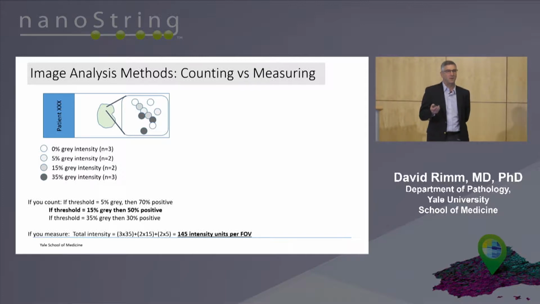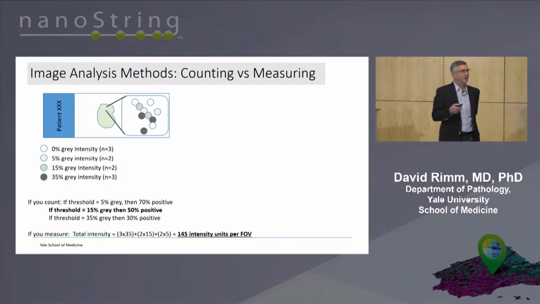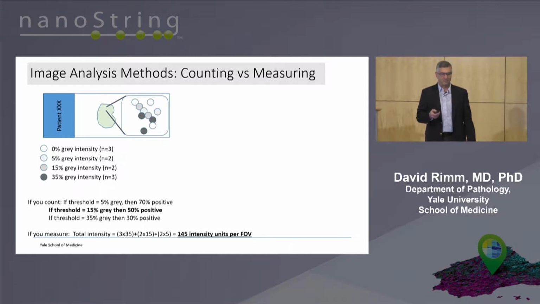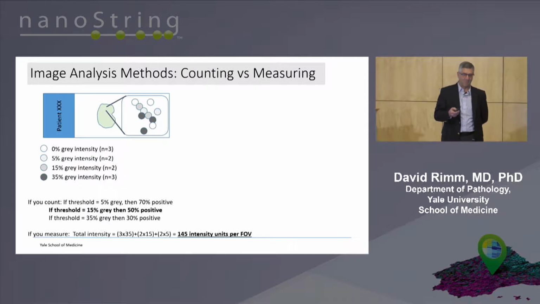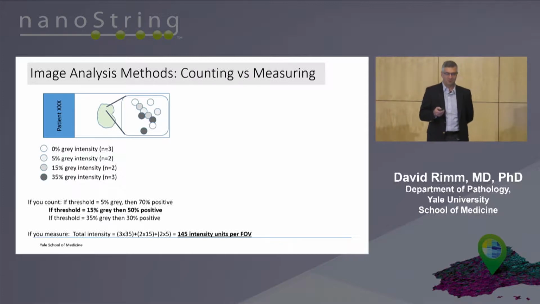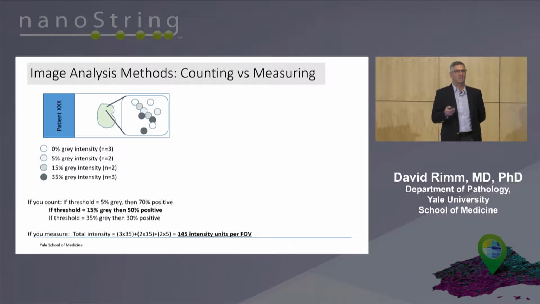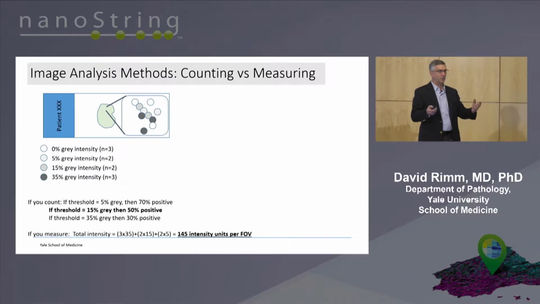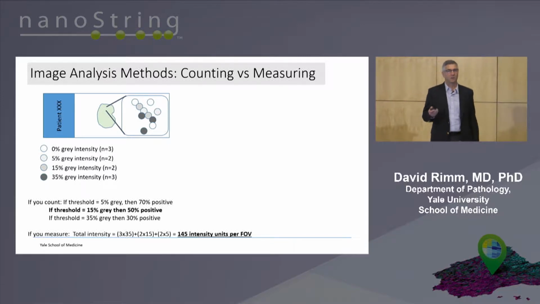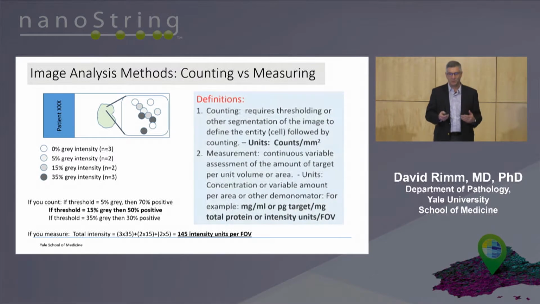The other way is to measure the total intensity, and that gives you a number, but the number isn't a number of cells, it's about the environment, the whole field of view, in fact. And then you can see on the bottom line, if you measure the total intensity, you got 3 times 35, 2 times 15, and 2 times 5. So you have 145 intensity units per field of view, per square millimeter, per microliter, however you want to categorize it. And those are 2 intrinsic differences.